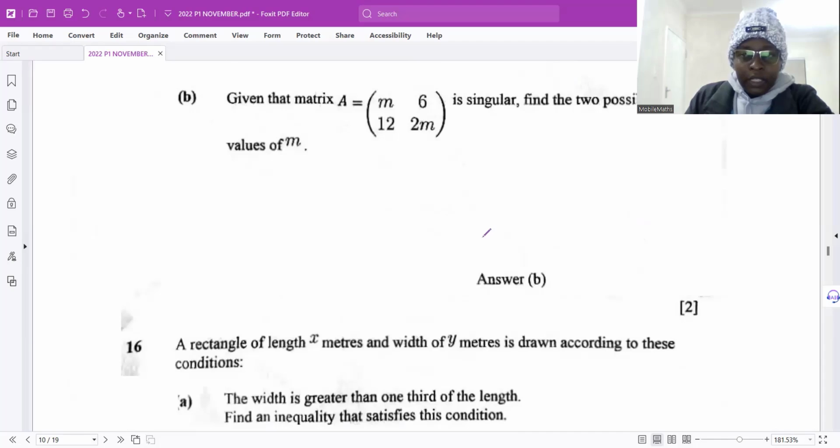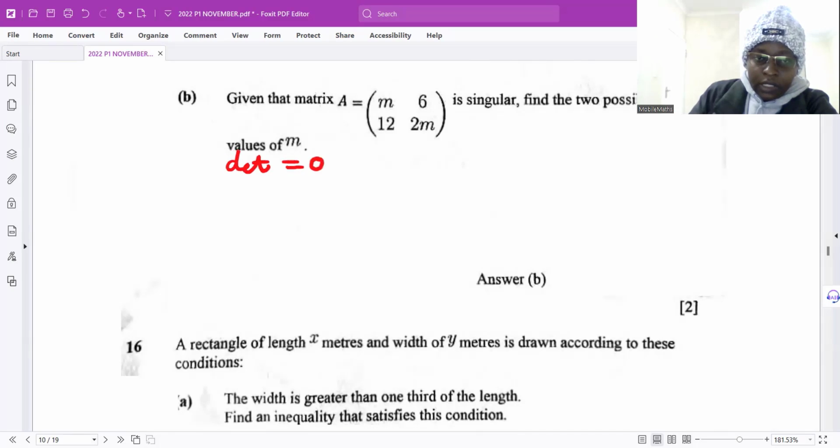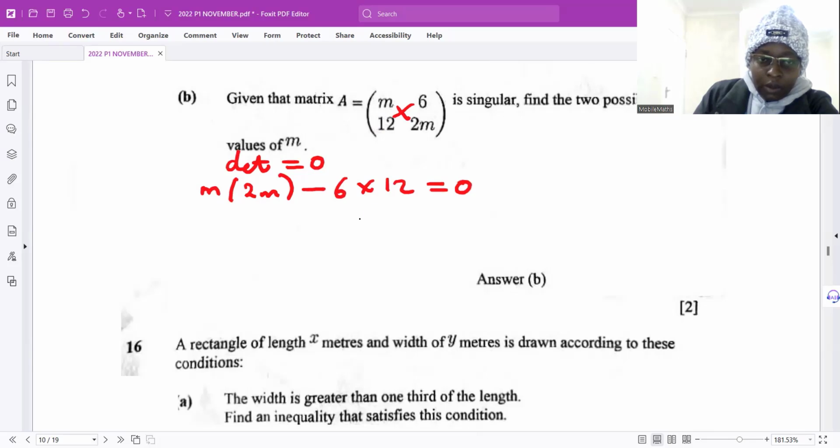Number B. Given that A is equal to the matrix with M, like that, is a singular matrix. It means when it's a singular matrix, the determinant is equal to 0. So for the determinant, we multiply this one minus these two. So it's going to be M times 2M minus 6 times 12 is equal to 0. M times 2M, that's 2m squared, minus 6 times 12, we get 72, is equal to 0.